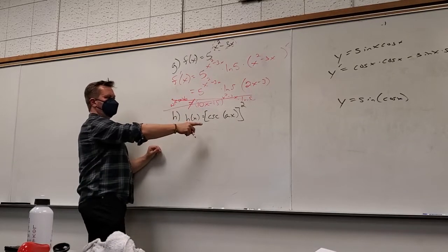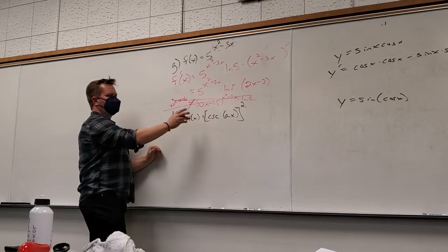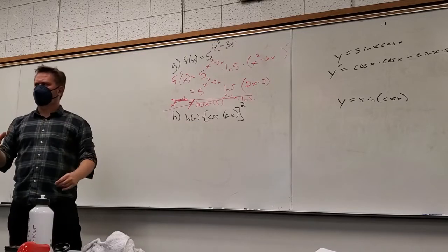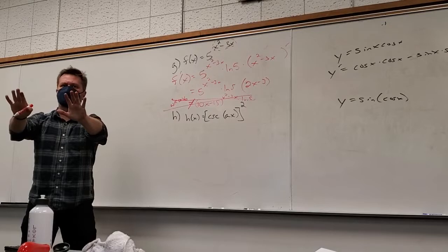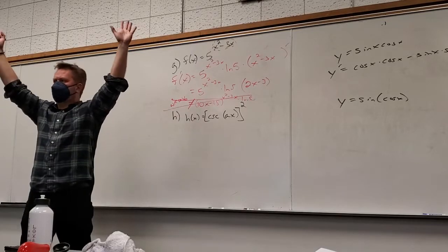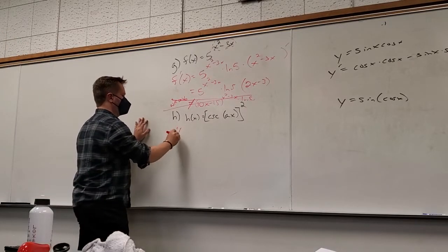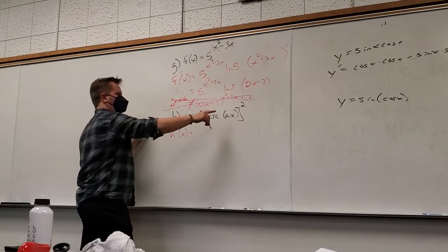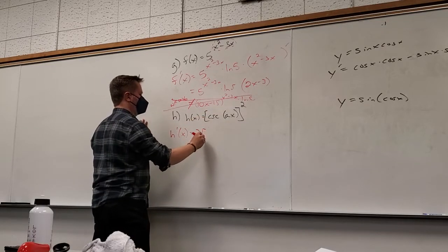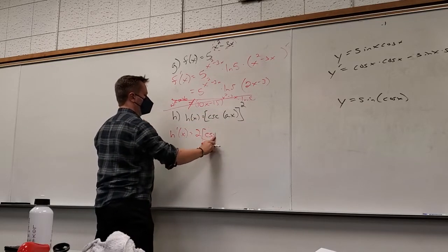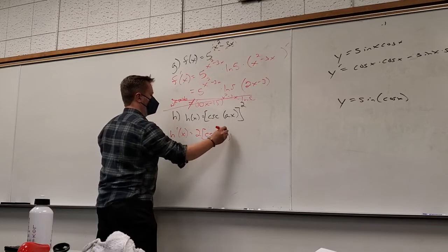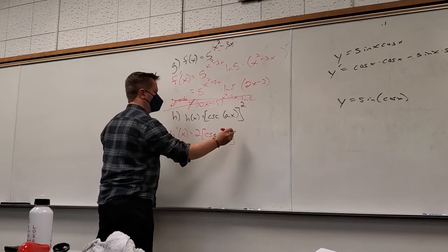All right. So what's going on here? What's the main outside function? Squared. So that's all you care about at first. It's something squared. That's easy. How do I take the derivative of something squared? Bring the 2 down. 2 times something to the first power, right? Then what gets a term?